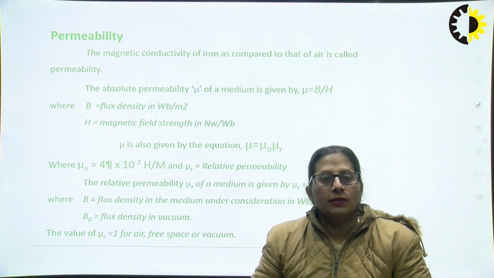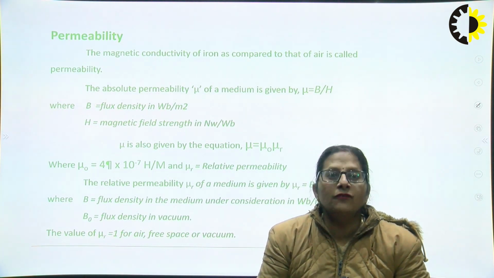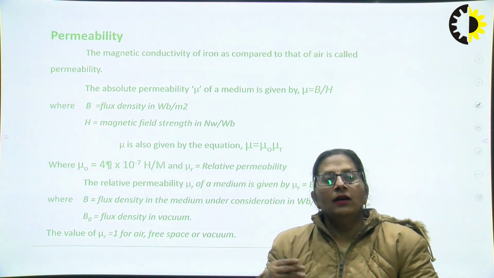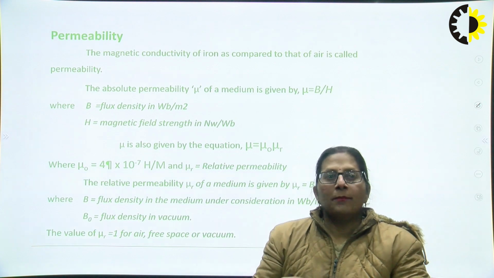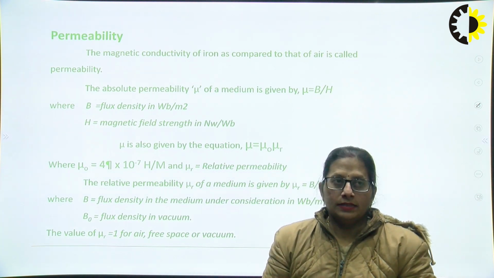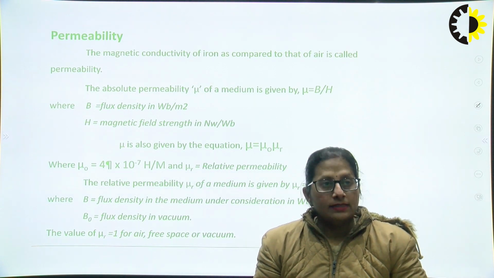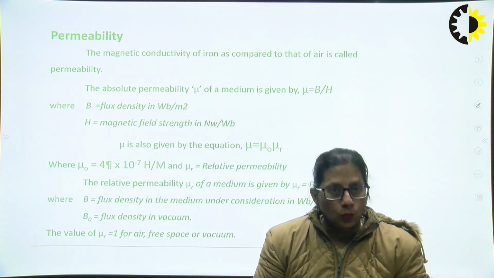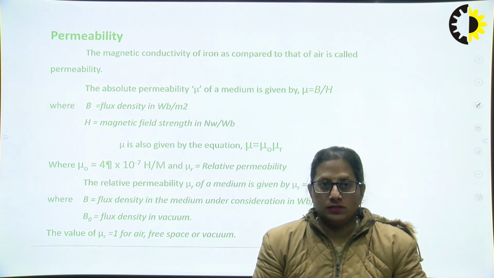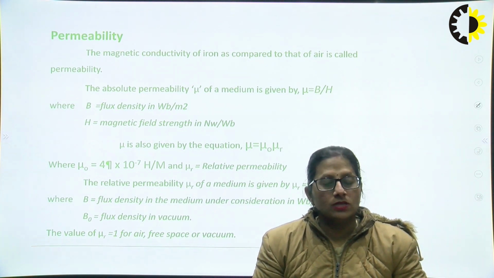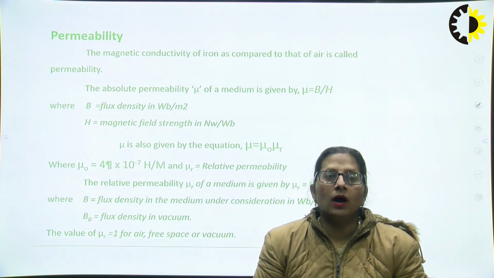Generally, because we are talking in terms of the core material, which is generally a ferromagnetic material made up of iron and the alloys of iron, when it is compared with the air, it is called permeability. It is of three types. One is absolute permeability, mu. Another one, permeability in free space, that is mu naught. And the third one, relative permeability, which is mu r.